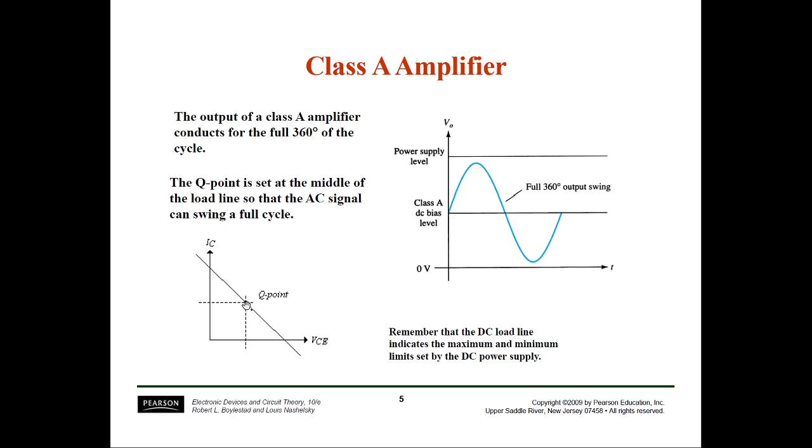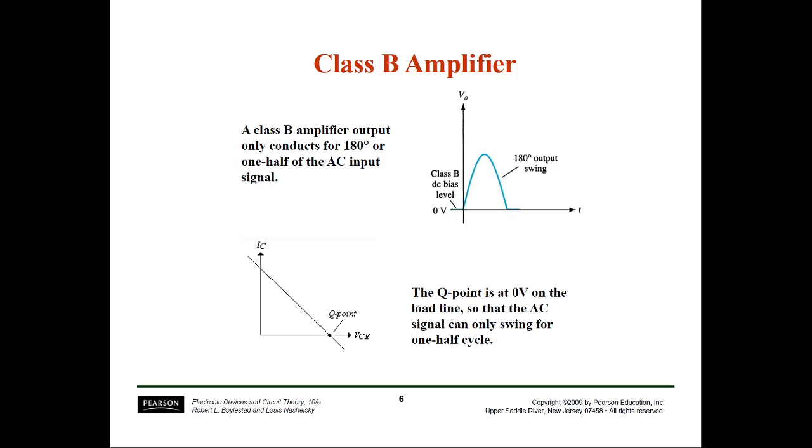The Q point is at the center of the DC load line. In the class B amplifier, it will conduct only the positive half cycle. Why is it so? Because the Q point is in between, at the cutoff region. Here you will find the cutoff, here is the saturation region, and this is the middle one, where amplification will conduct. So the Q point is at this point only, and due to that, only the positive cycle will be conducted.